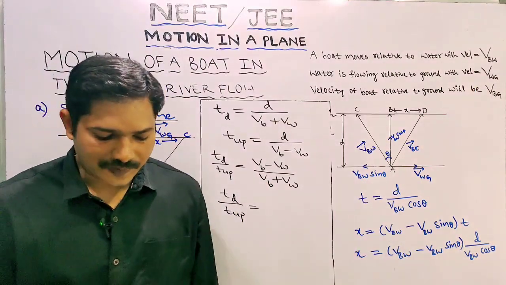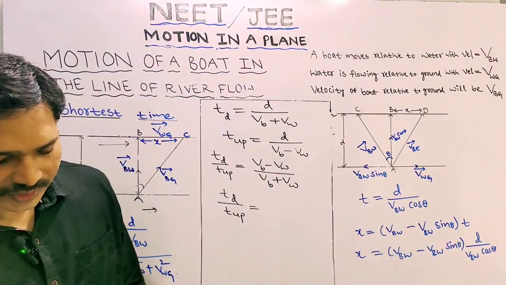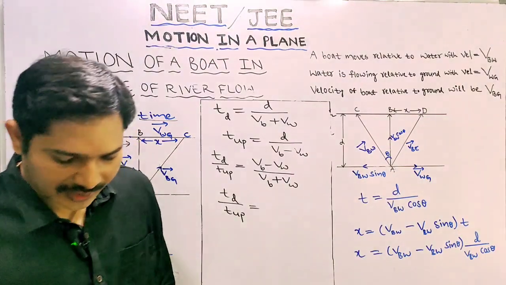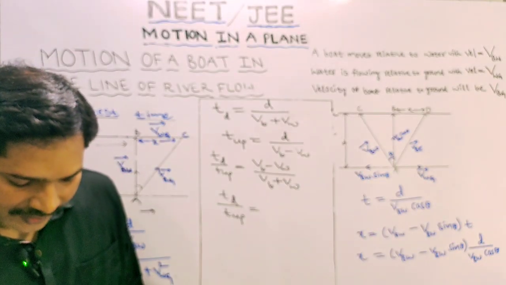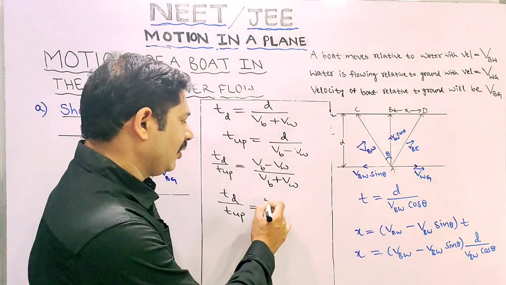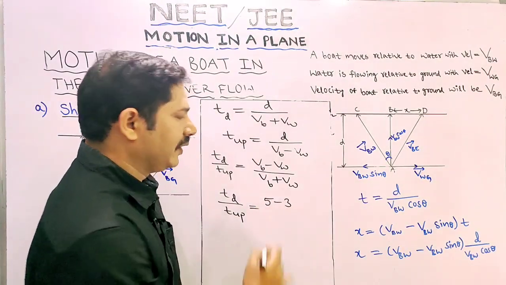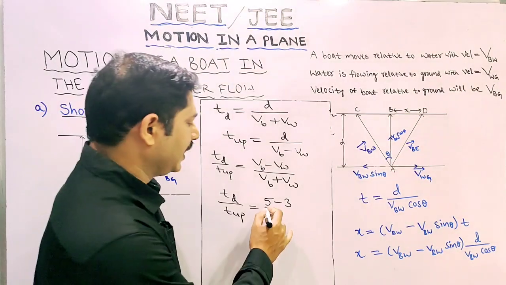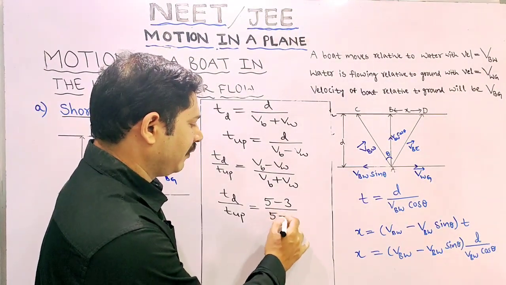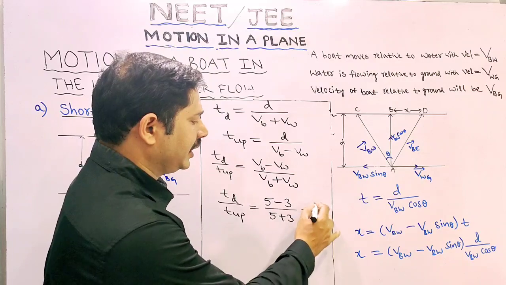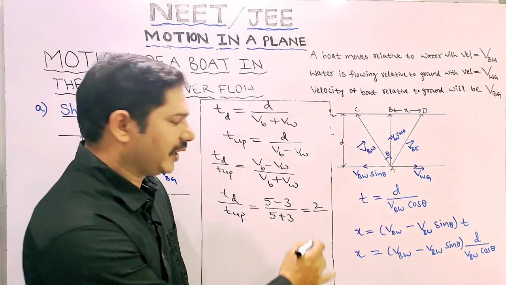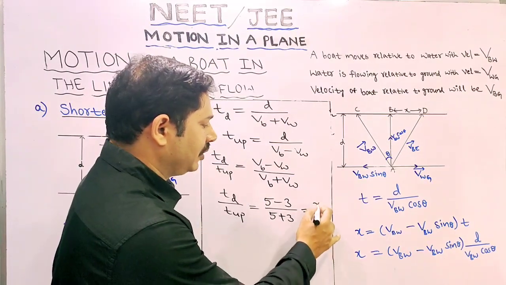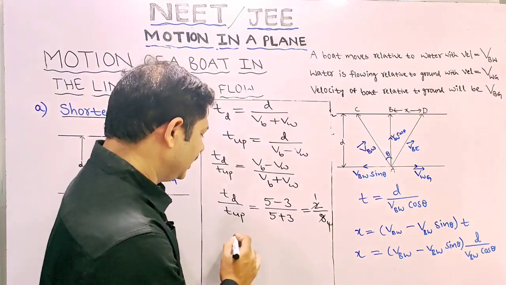Here the boat speed is given. How much is given? Boat speed is 5 meters per second. 5 minus, and the water speed is given. How much? 3 meters per second. So 5 minus 3 is 2, and 5 plus 3 is 8. 2 over 8, 2 ones are 2, 2 fours are 8.